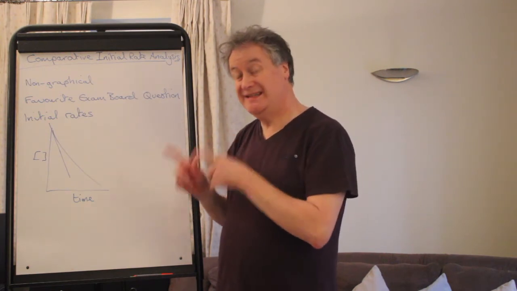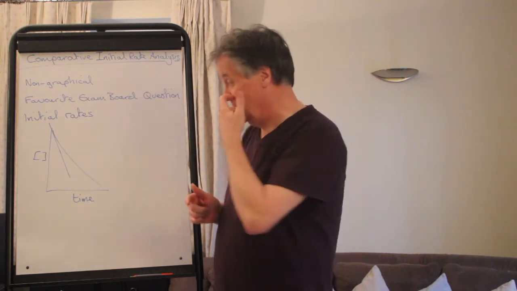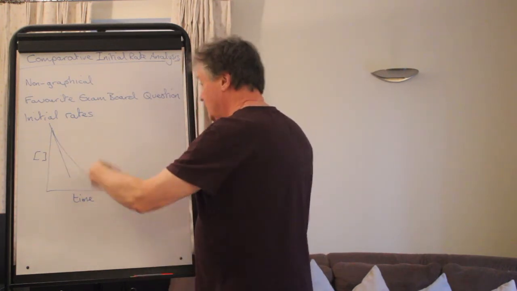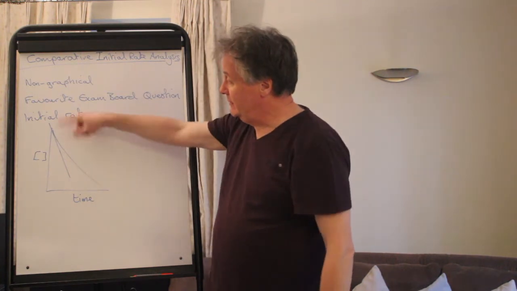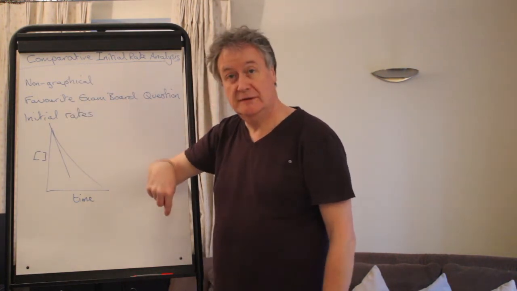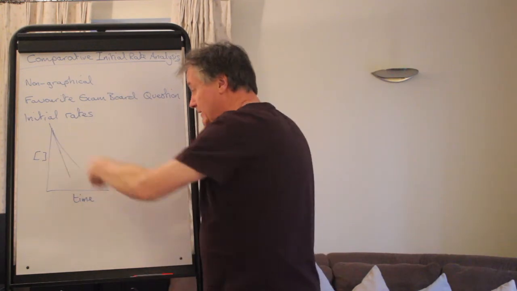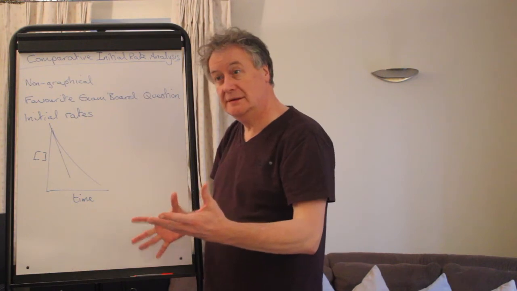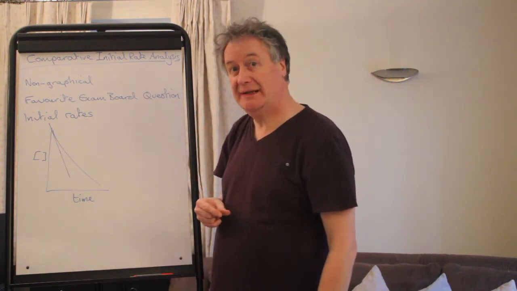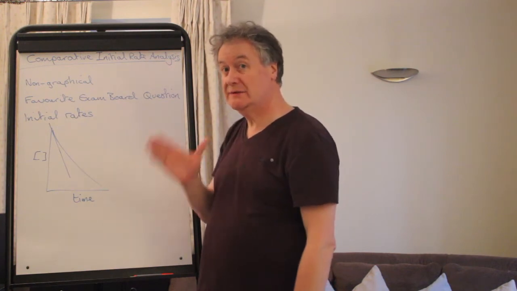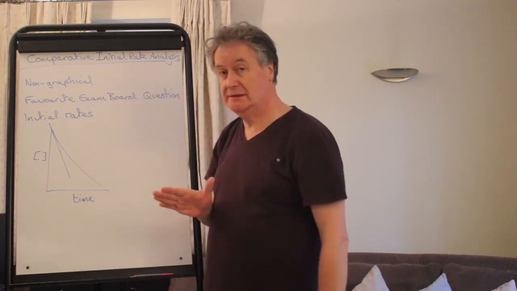The truth is, it does involve graphs, but they've been done for you. So it comes off of initial rates. When you look at this, it's a slight curve, so you'll have a tangent for the initial rate, and you'll get the gradient of the tangent. But all of that is done for you in these comparative rate questions. And they're always the initial rate, so comparative initial rate is the title.